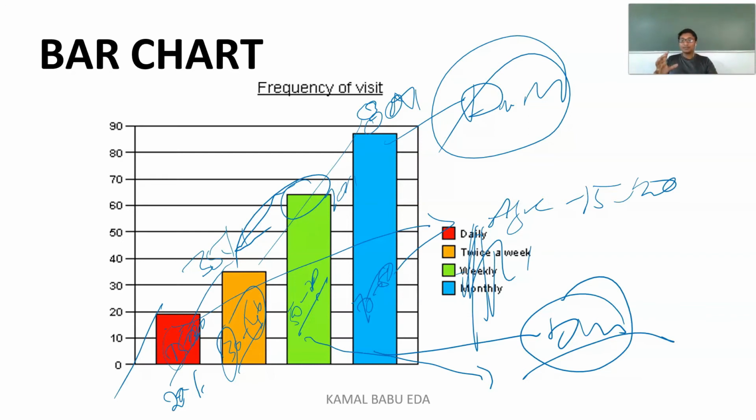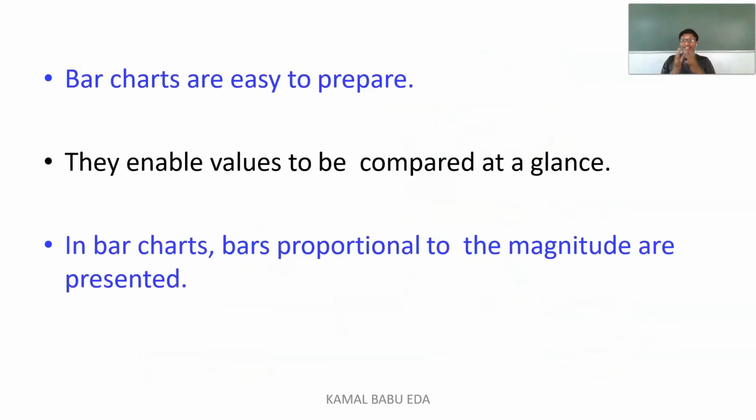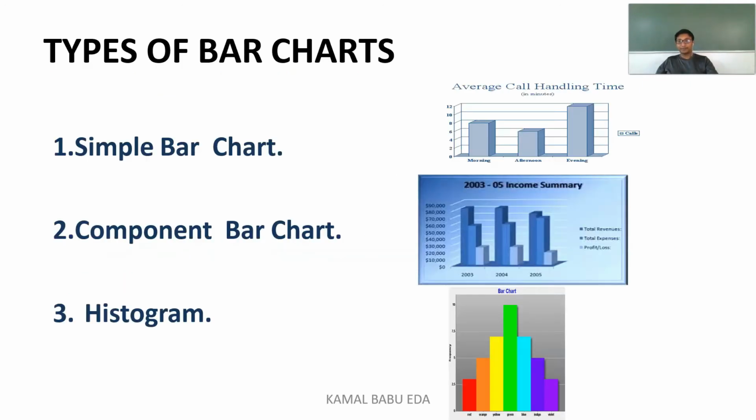So I guess you understood. Bar charts are very easy to prepare, and they enable values to be compared at a glance. So easily you can compare. Whenever you are taking the bar chart, if you want to know the diabetes rate in a particular age group, you can simply see the bar diagram and say it. And next, in bar charts, bars proportional to the magnitude are presented. We have types of bar charts, as I have said: the simple bar chart, the component bar chart, and the histogram.